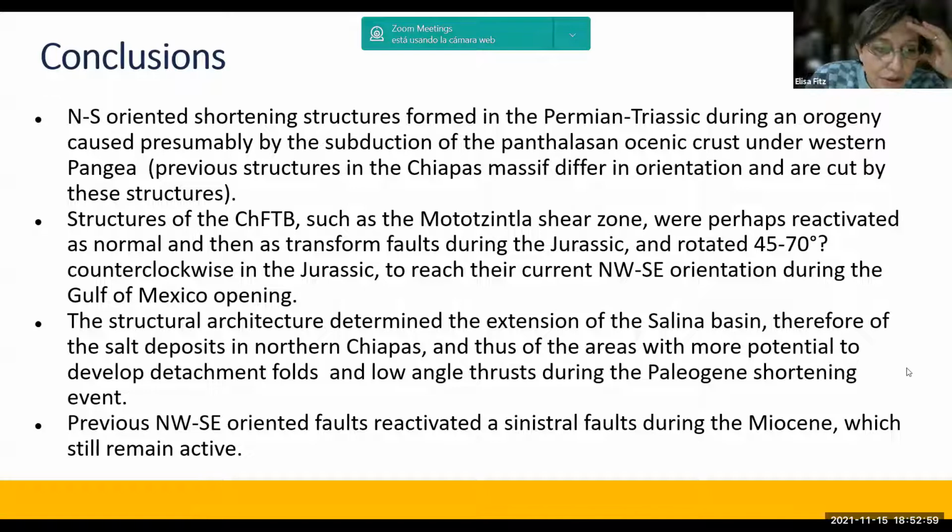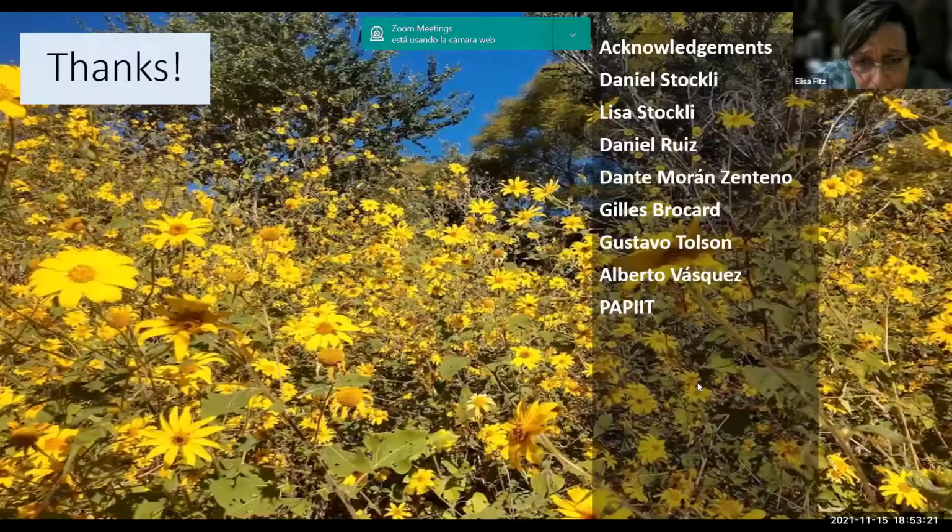And finally, we think that the faults that are northwest-southeast oriented, especially the larger ones that were active during the Miocene, might be a direct reflection of the localization of the Jurassic faults underneath.